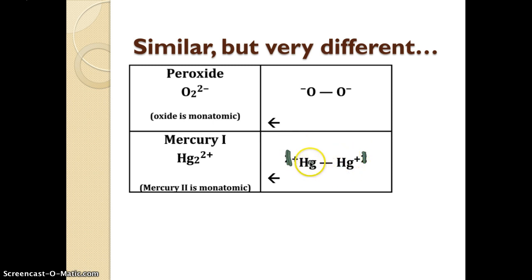So if you look at these, we've got two mercuries, Hg here, that's two mercuries, and we've got a total charge of 1 plus 1, and that's going to equal 2 plus. Okay, so mercury 1 is polyatomic, mercury 2 is monatomic. And if that's not confusing, I don't know what is.